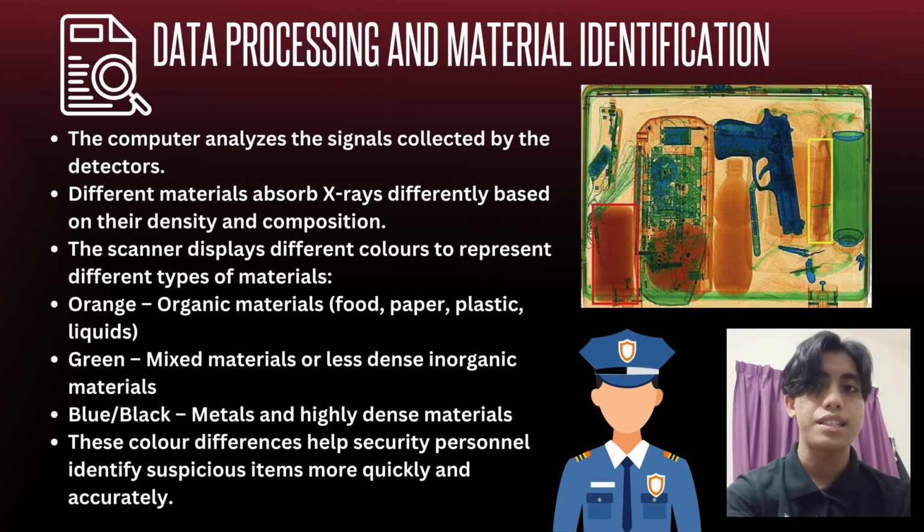Metal objects such as keys, coins, scissors, knives, and tools are typically displayed in blue. Very dense metal objects, including firearms and guns, may appear dark blue or black because they absorb a larger amount of X-ray. By using different colors to represent different materials, security officers can quickly analyze the contents of a bag and identify any suspicious or prohibited item that may require further inspection.